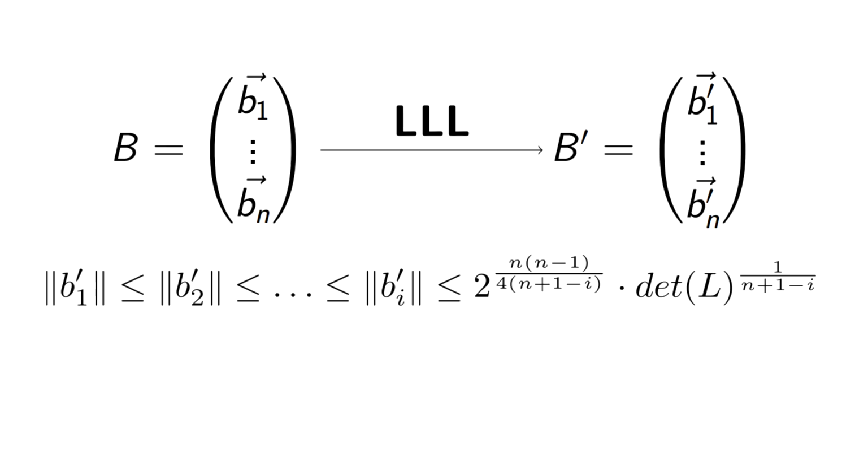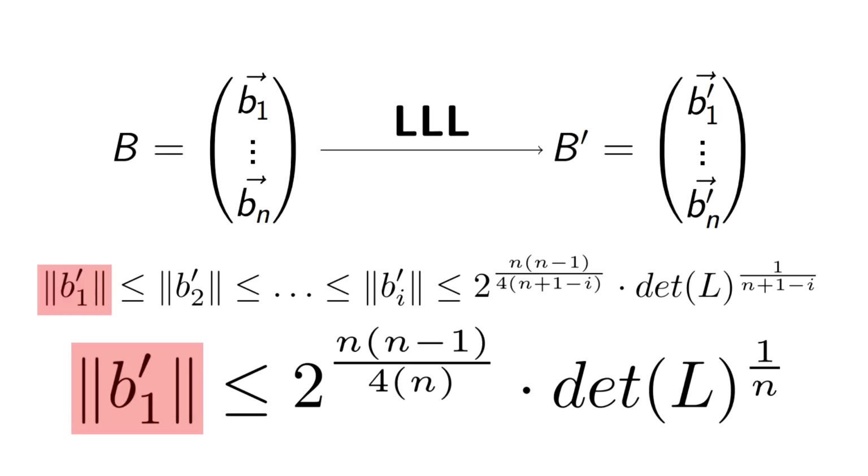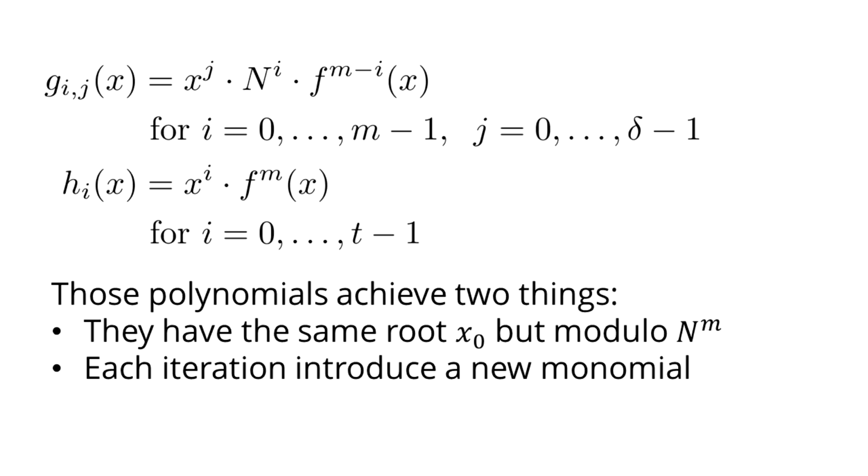And if you remember, we have an upper bound on all the new vectors of the new basis that LLL finds, and especially on that first vector here. So I didn't tell you earlier how to create all those polynomials which have the same root as our problem, but modulo n to the power m. So here is how. Again, if you want to understand exactly how they have the same root but modulo n to the power m, you can pause the video. I'll just explain what they achieve.